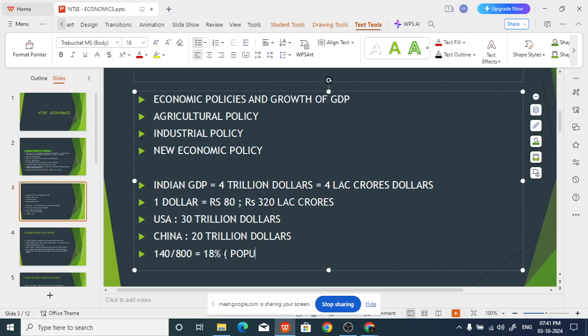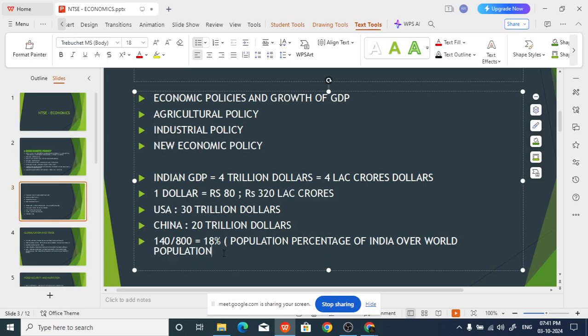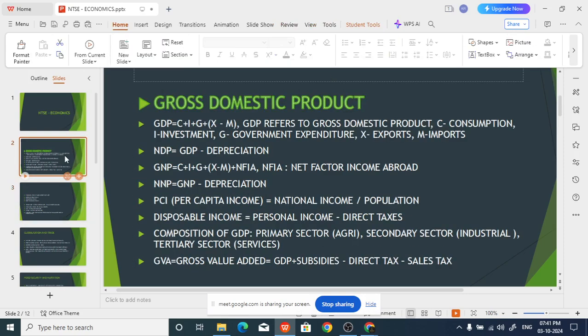This is the population percentage of India over world population. 18%. So 1 in 5 in the world is Indian. Can we say that? If it is 20%, can we say 1 in 5 in the world is Indian? Yes, sir. Okay, right. Now we'll go back to this gross domestic product.